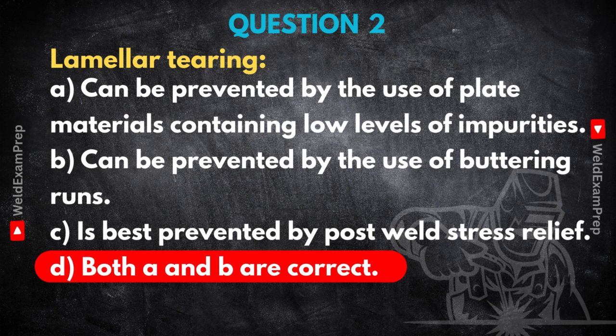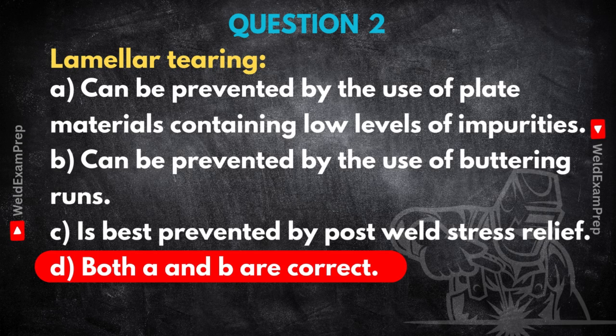Option A, using cleaner steels, low impurities. That tackles the root cause directly. If you use steel with fewer of those inclusions, especially steel tested for Z-direction properties, you just reduce the susceptibility hugely. Like an old mentor used to say, you can't weld bad steel good, but you can weld good steel bad. Really sticks with you that.